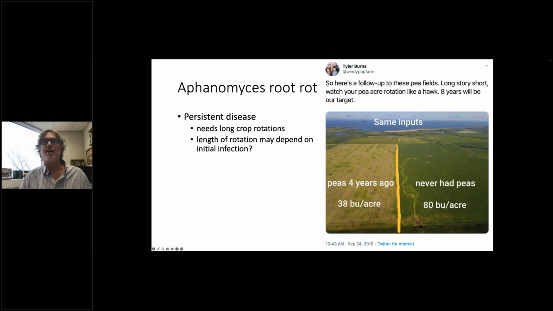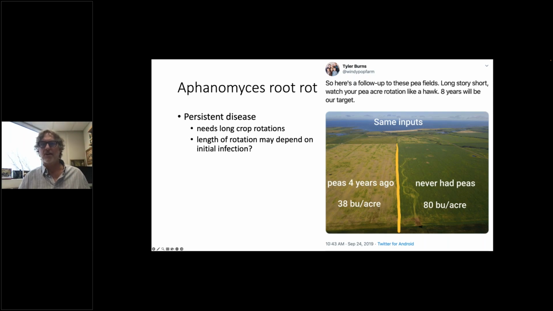I pulled an older image from Tyler Burns off of Twitter here, and I think this post and this aerial image really sum it up. Here's the effect of crop rotation. Here is a wet year where peas were grown 4 years previously. Actually, this was 2019, which wasn't even that wet of a year, but you can see how devastating the Aphanomyces root rot was on this side, and this side had never had peas. So he was getting 80 bushels on one side and basically 40 bushels on the other. It cut his yield in half. So it's a very persistent disease.